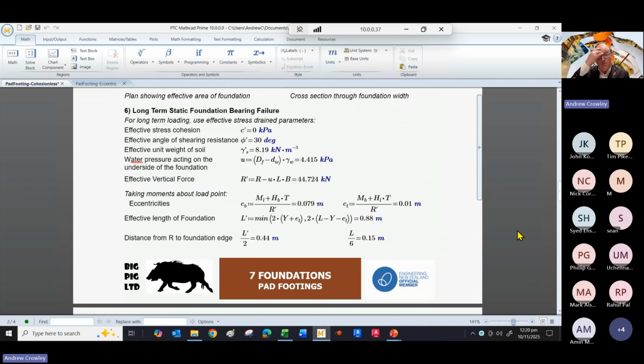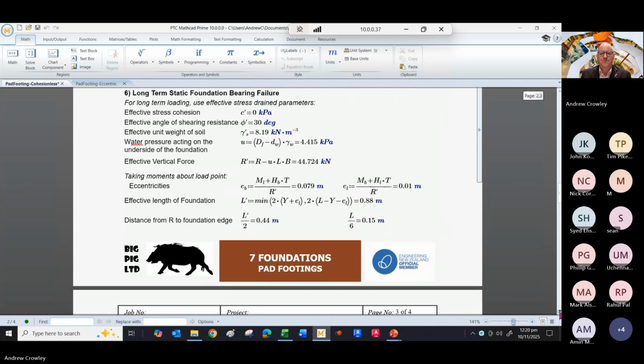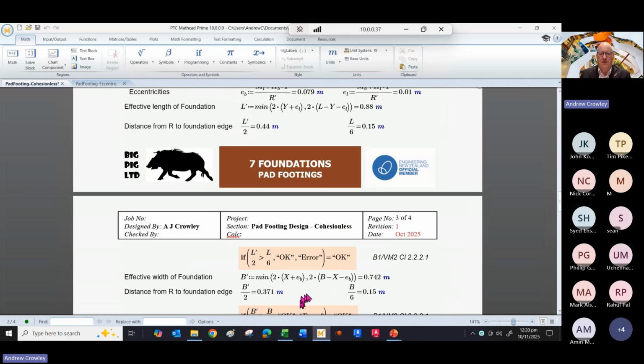So we've said that the water pressure acting on the underside of the foundation is 4 kPa, so our effective vertical force is reduced because of that pore water pressure. Taking moments about the point load, the eccentricity about the breadth is 79 millimeters, and about the length is about 10 millimeters. So your effective length of the foundation is 880 millimeters. And the effective width is 742 millimeters.